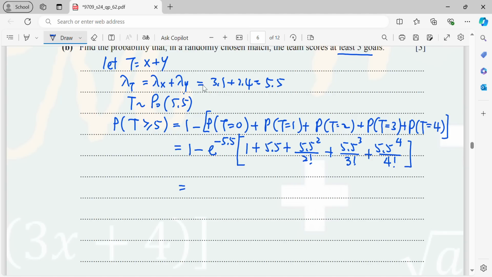Then here you will be getting 1 minus 0.357518. Then that is going to be 0.642482. And now I round up to 3 significant figures. Therefore, that is 0.642.